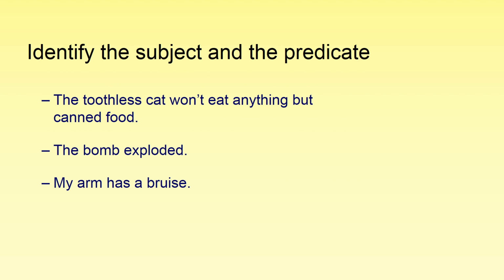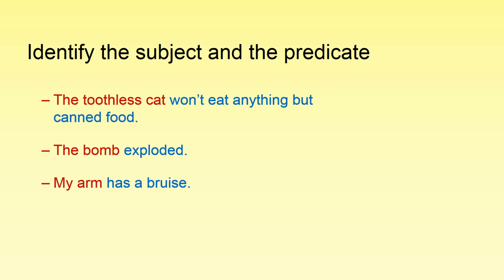Let's take a look at 3 example sentences. Can you identify the subject and the predicate in each sentence? In the first sentence, we have the toothless cat. It is important to include the adjective because it's a very specific cat that we are talking about. It's a toothless one. And what about that cat? Well, it won't eat anything but canned cat food.